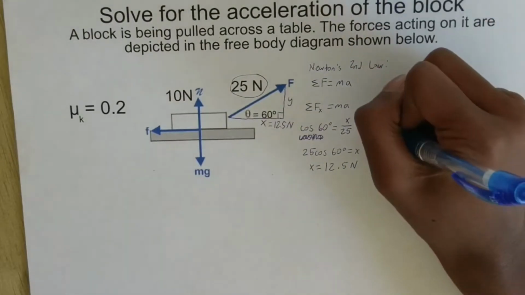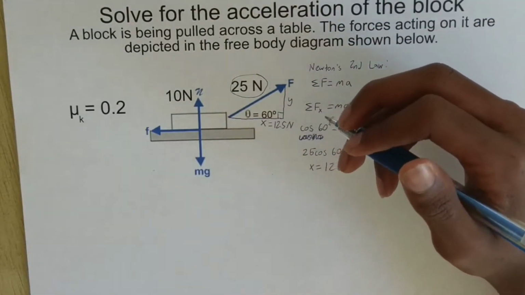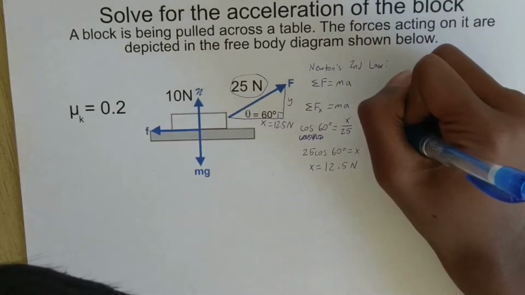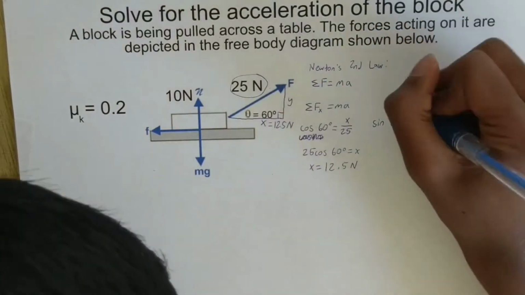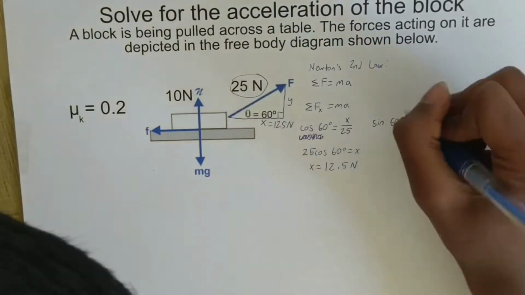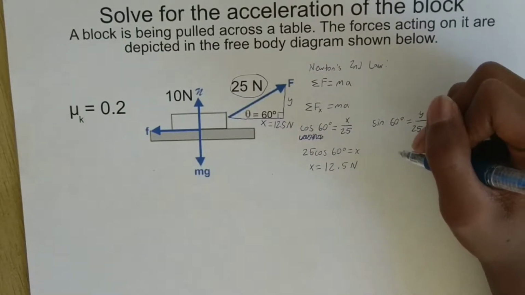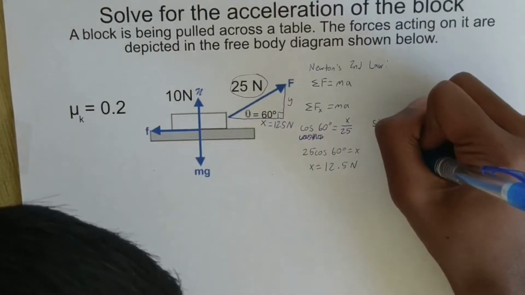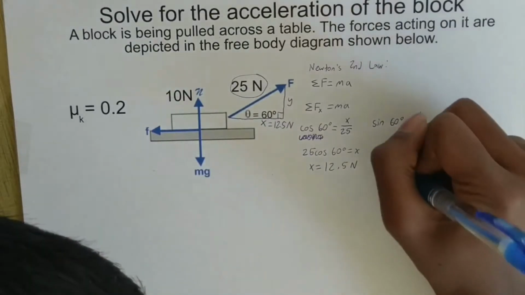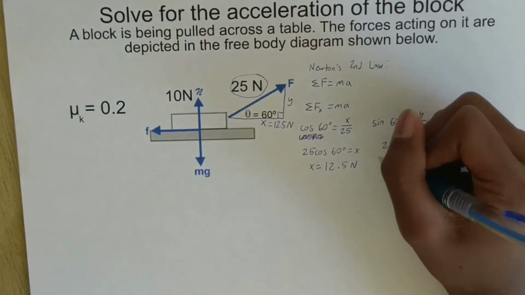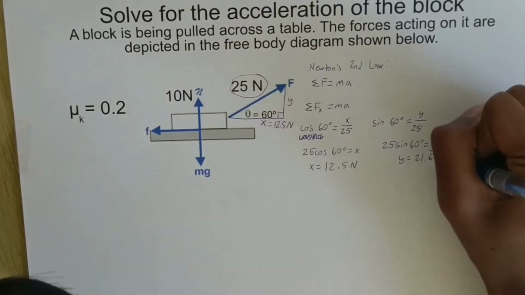Now we use sine to solve for y. Sine equals the opposite leg divided by the hypotenuse. So sine 60 degrees equals the opposite leg y divided by the hypotenuse, 25. And again, we multiply the 25 to both sides. So 25 sine 60 degrees equals y. And use a calculator again. So y is about 21.65 newtons.